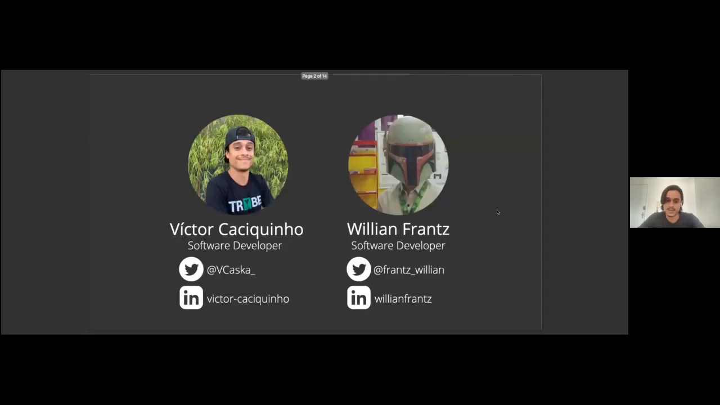And first of all, let's introduce ourselves again. My name is Victor Caciquinho. I have been using Elixir for the past 3 years, and I'm currently at Trybe for the past 2 years. Well, my name is Willian Frantz. I am a software developer also. I'm currently working only with Elixir and trying to be as active as I can in the Brazilian community. And below here, you can find our social networks in case you want to get in touch with us.